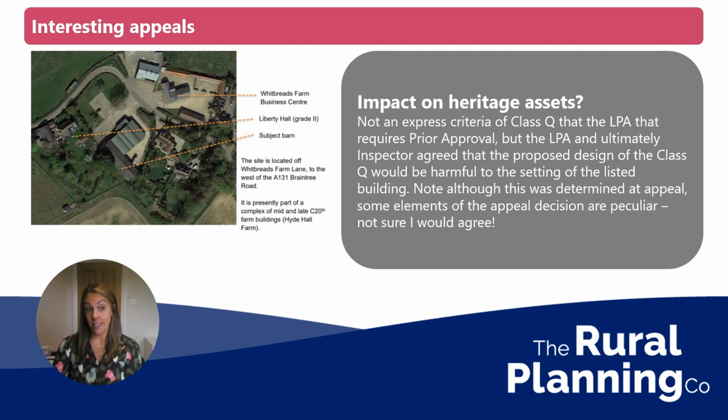This was taken differently, and I don't know if you can see it, but the building on the far left is a grade 2 listed house, I think, called Liberty Hall, and the building more to the bottom was the barn. The local authority and ultimately the appeal inspector agreed that the proposed design of the Class Q would be harmful to the setting of the listed building.